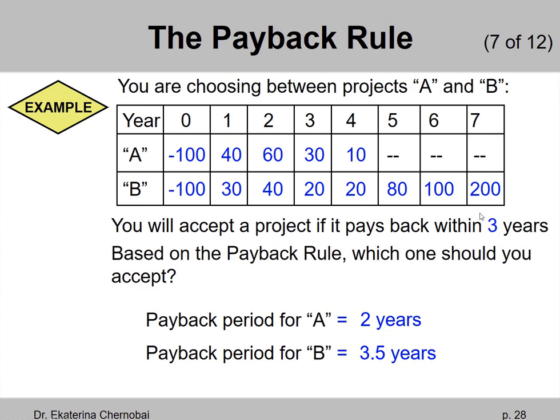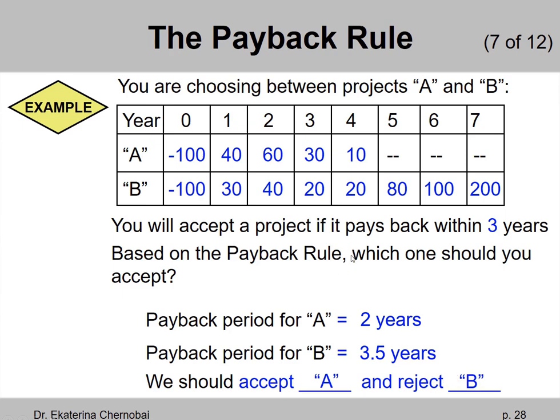Because our cutoff is 3 years, there's only one of these two projects that is acceptable, and that's project A, right? Project A is the only one that pays back within 3 years. So A should be accepted and B should be rejected.